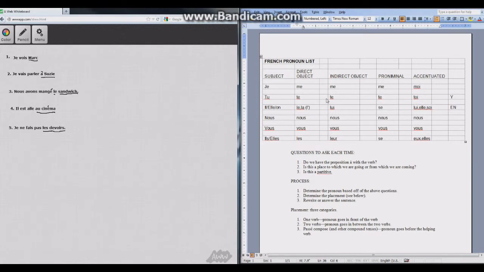Now, before we go any further, I want to take about 10 seconds here and explain to you that there are some exceptions to this chart, most notably the me, te, nous, and vous, and that will happen with direct, indirect, or pronominal. If you have more than one pronoun involved, those four, me, te, nous, and vous, will always occupy the first position. Whether it be direct, indirect, or pronominal, doesn't matter. They come first, and then all of the pronouns will come after them.